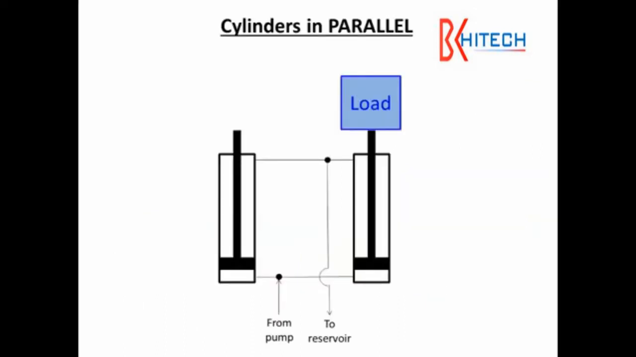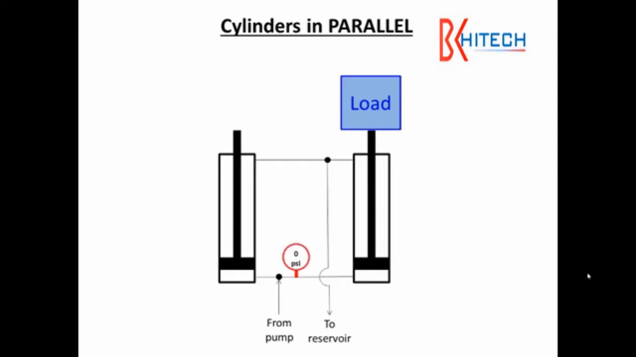Now let's talk about cylinders that are piped in parallel. You'll notice that the fluid from the pump is split and could go either into the cylinder on the left or the cylinder on the right. And the oil from the top of both of these cylinders could come out and combine and go back to the reservoir. These cylinders are in parallel.